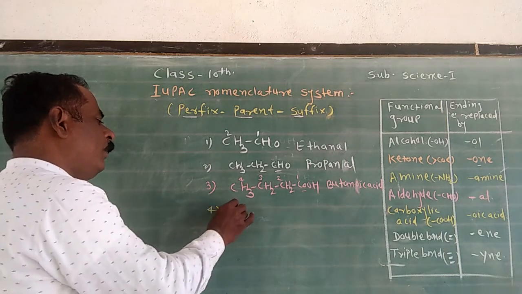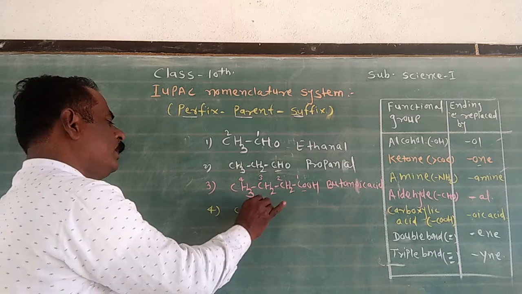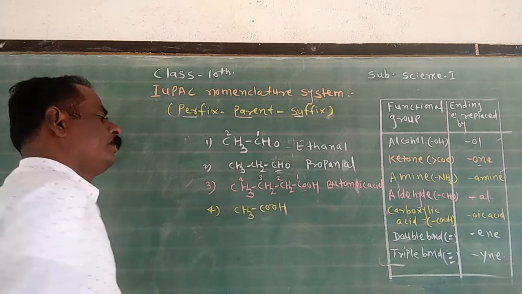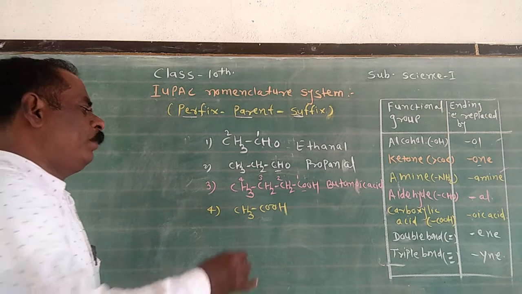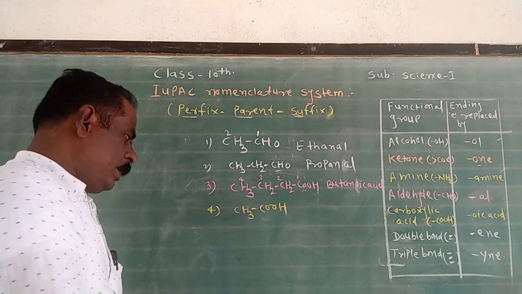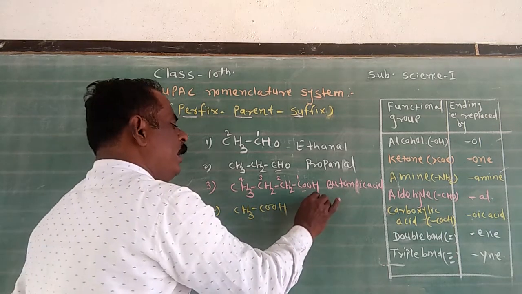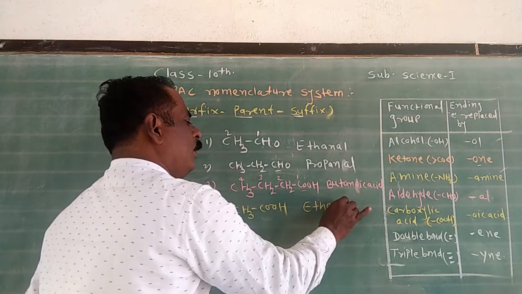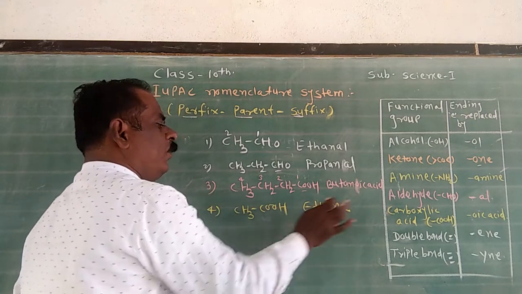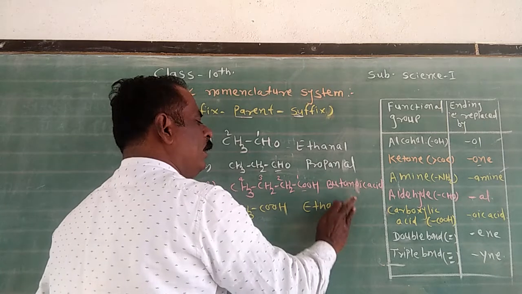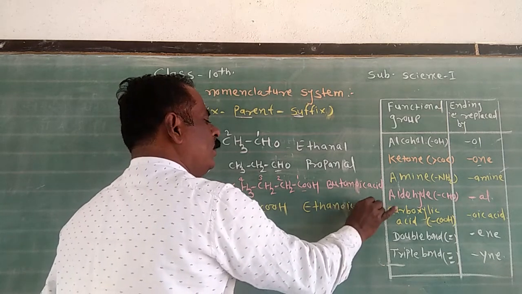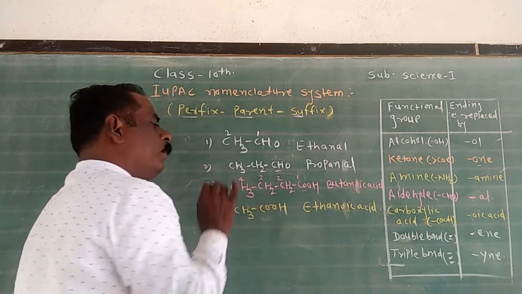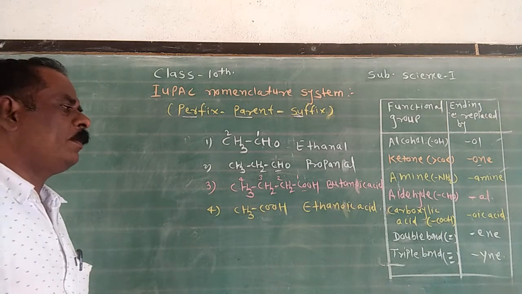Next example of acid is CH3, COOH. Count the number of carbons present here: 2 carbon atoms. The parent name is ethane. Here the functional group is COOH. Therefore remove the E and add the word OIC acid. We get the IUPAC name of the compound: ethanoic acid.